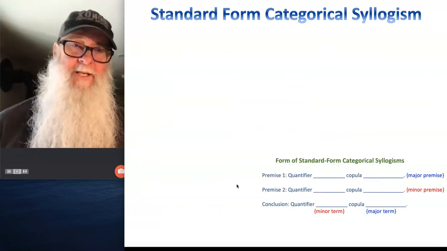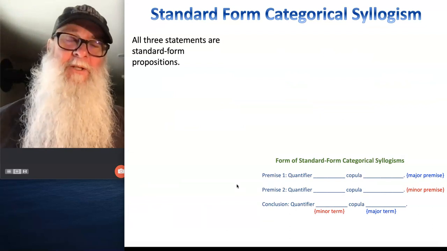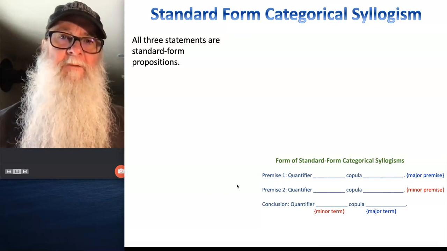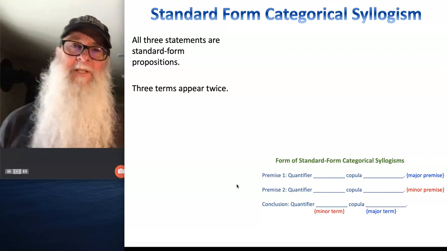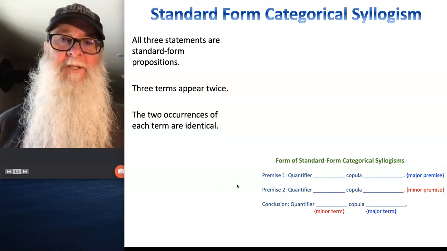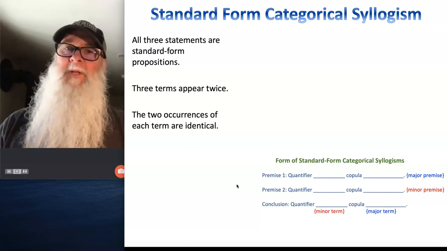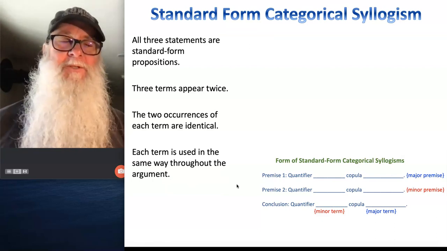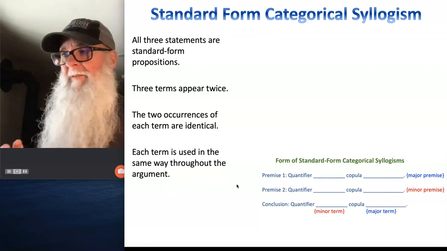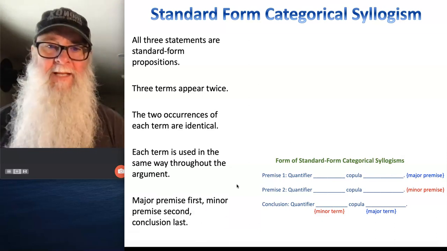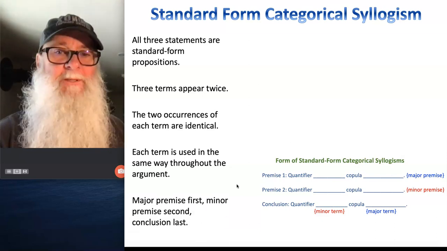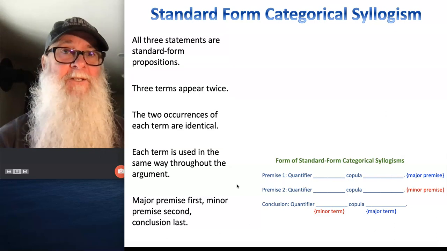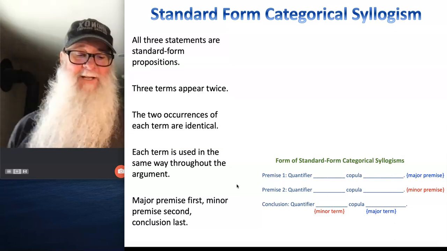Now, you're going to take a test. The test is this. You want to look at this argument I'm going to present you and see, are all three statements that make up this argument expressed as standard form statements? Does it have three terms? And do those three terms appear two times each? And the two times those terms appear, do they appear identically, letter for letter? And each time the term is used, is it used the same way? In other words, is it referring to the same thing? And not most importantly, but equally important, are the premises in the right order? In other words, does the major premise appear first, and the minor premise appear second, and the conclusion last?